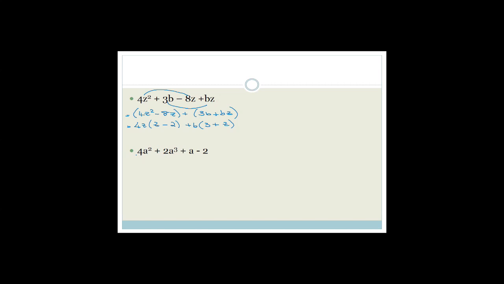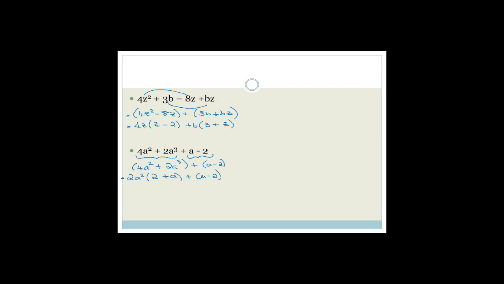Like I said, I just like to try it. I'm going to group the first two and the last two and see what we get. If that doesn't work, then we'll try and group something else. If we group the first two, we'll end up with 4a squared plus 2a cubed plus a minus 2. If we take out a 2 and an a squared, what are we left with? We're left with 2 plus a minus 2.